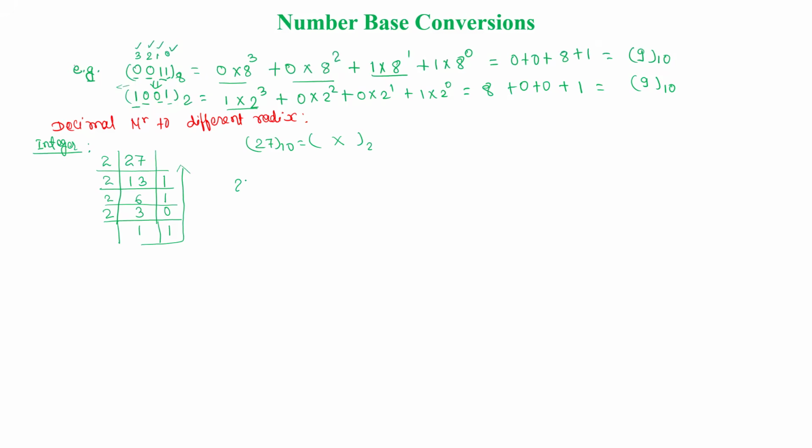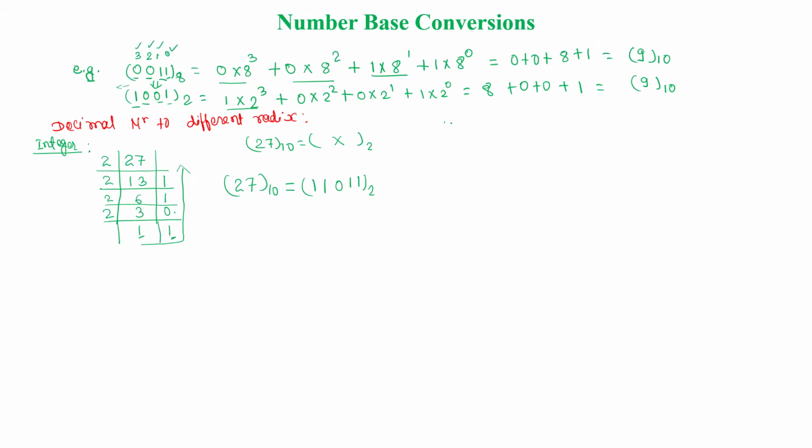So finally, this 27, which has radix 10, is going to be 1. We are writing this 1. Again, next one, then you have 0, 0. Again, 1, 1. This is the binary equivalent of the given integer.